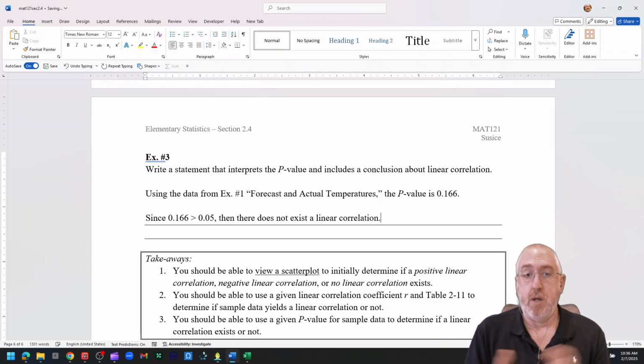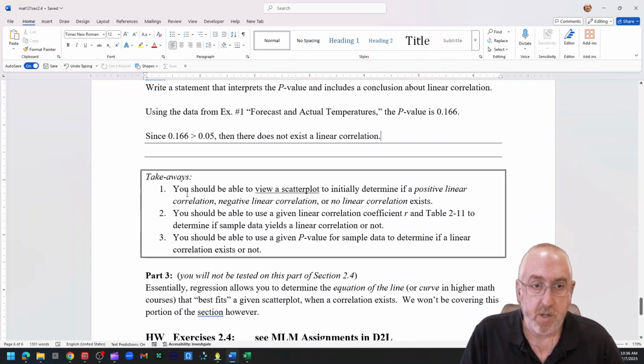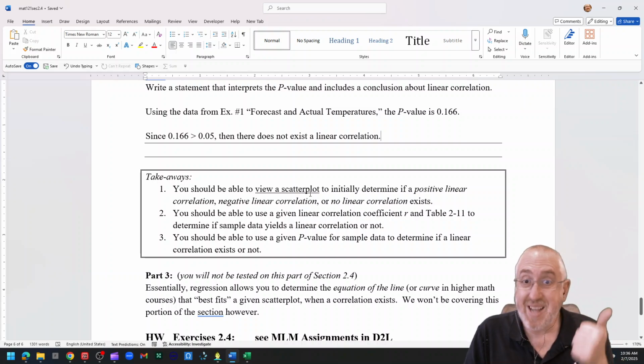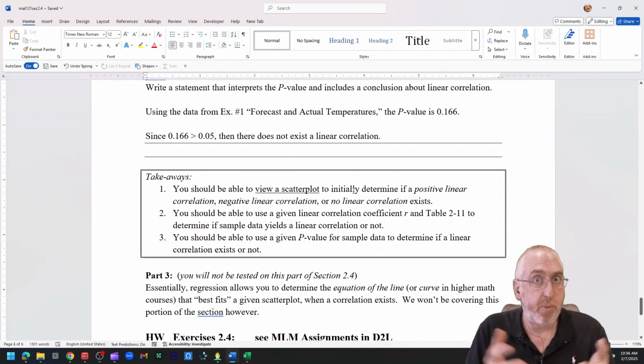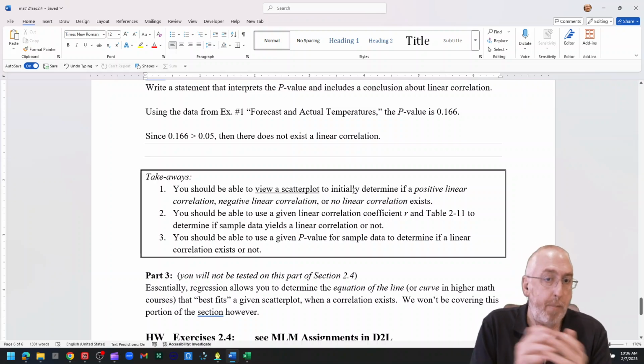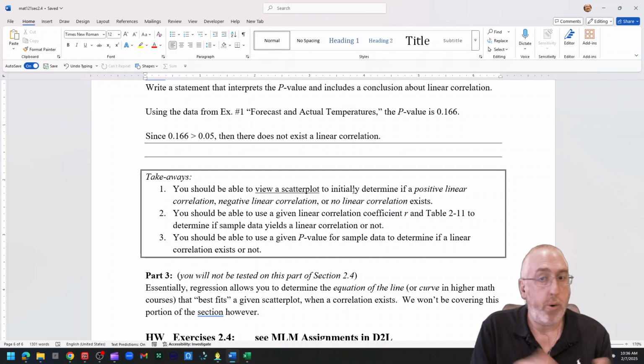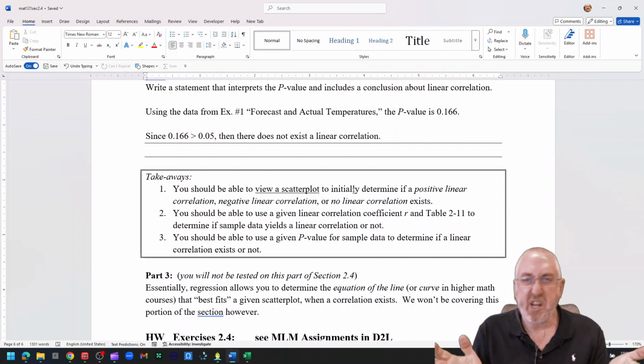And that's it. So what are we taking away from this? So number one, you should be able to view a scatter plot to get an initial interpretation of whether a positive linear, a negative linear, or no correlation exists. Again, just a visual look to say, okay, what does it look like it's doing? Then you start getting into the details.